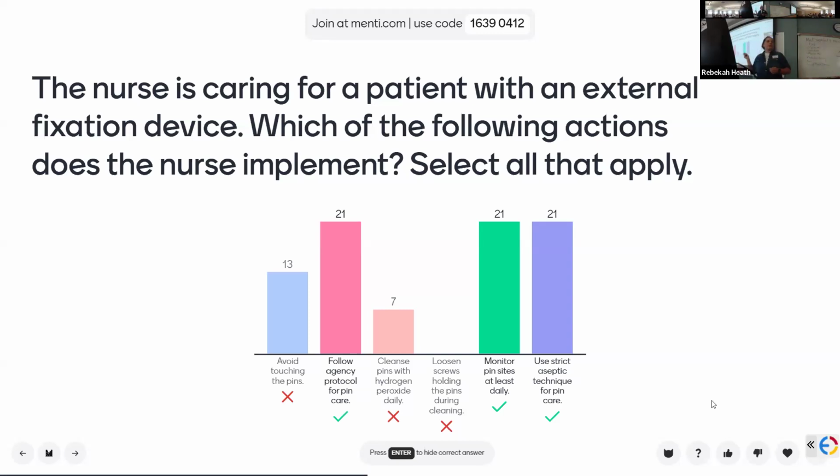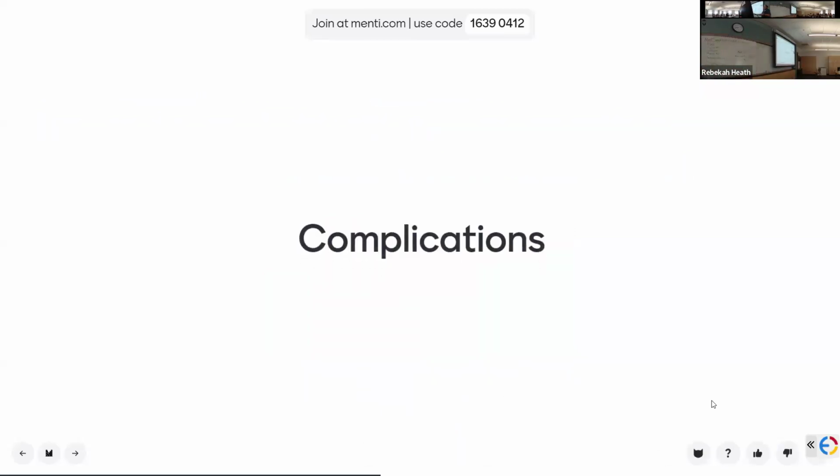We do want to monitor the pins every day. And we want to use strict aseptic technique, right? We're not going to be able to use sterile technique because those pins, especially if it's a leg, are out there, and it's going to have some things getting exposed to it, but we want to try to keep it as clean as possible.